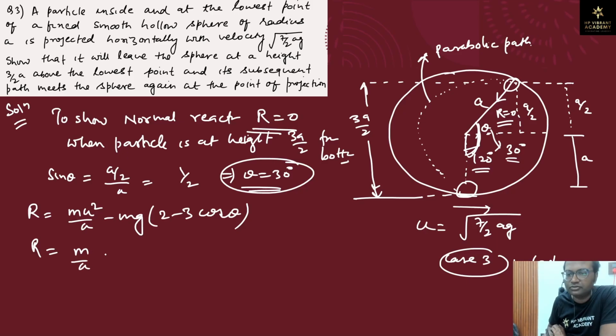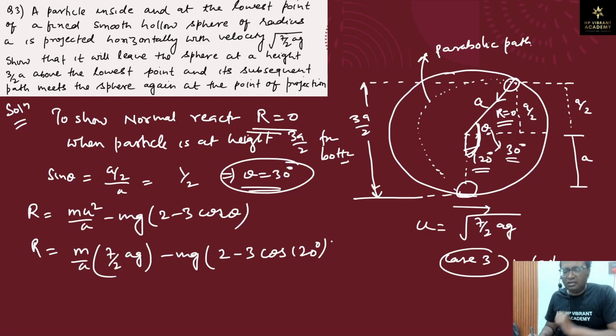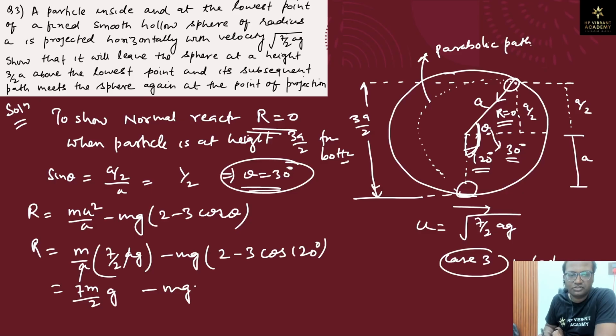m upon a into u square. U square is 7 upon 2 ag minus mg, 2 minus 3 cos of 120 degree. Okay, so let us find this m upon a. This a gets cancelled. So this is 7m upon 2g minus mg.